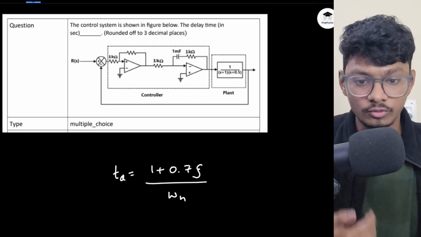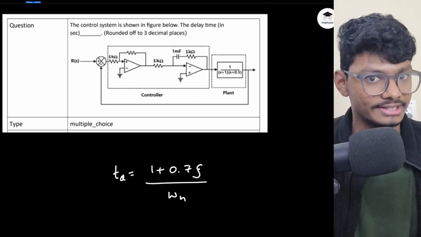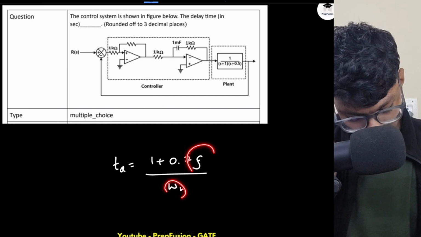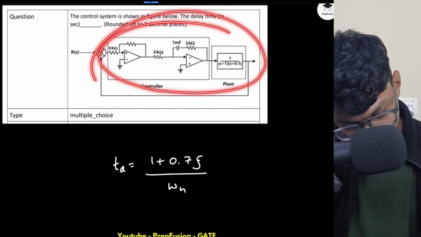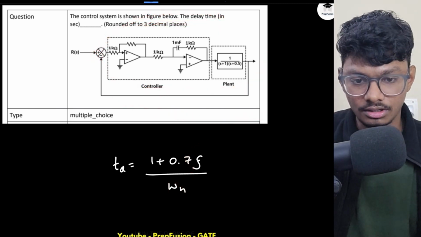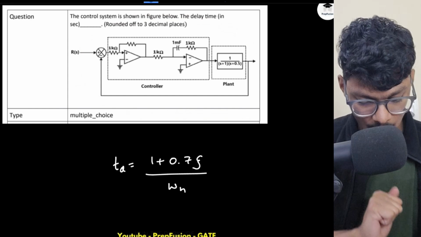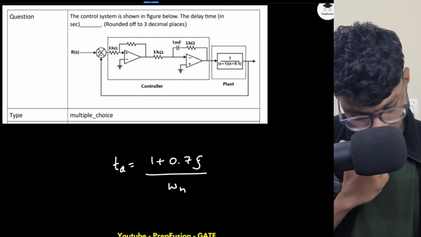I hope you remember. I have told you a trick as well on how to remember this formula and the rise time as well. Okay, so for that I will need this zeta and omega n. So for that I will need to find out the characteristic equation of this block diagram. But I need to solve this, right? I need to solve this.